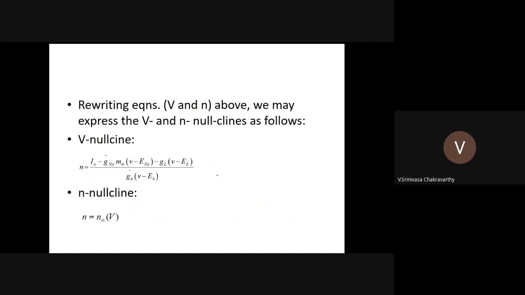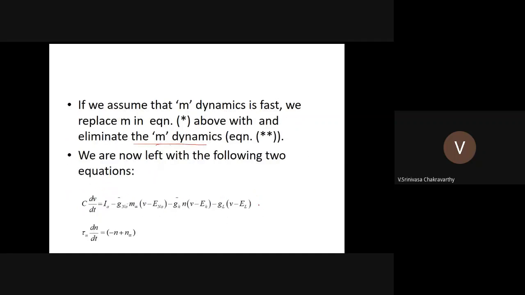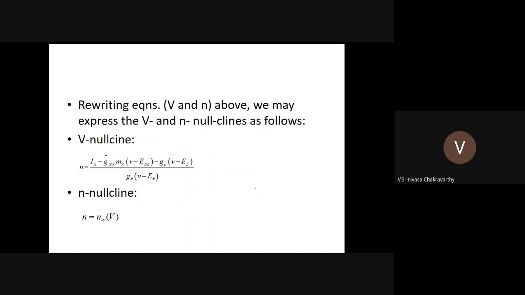So you have two nullclines. The V nullcline is given like this. This is obtained by simply taking this whole thing, setting it to 0, and then taking n out, expressing the whole equation as an explicit function of V, a function of n. So it looks like this. Then the n nullcline is simply minus n plus n infinity equals 0, that is, n equals n infinity.